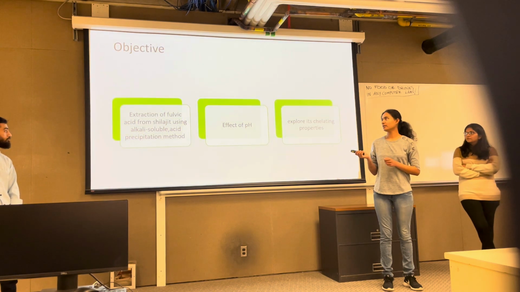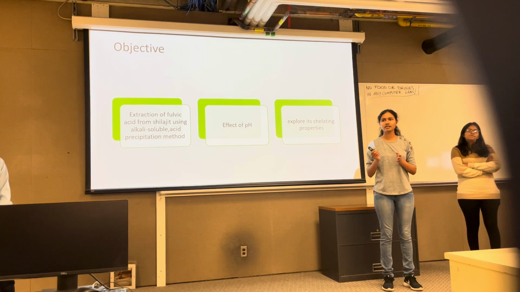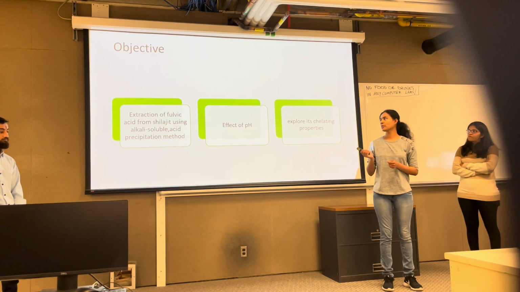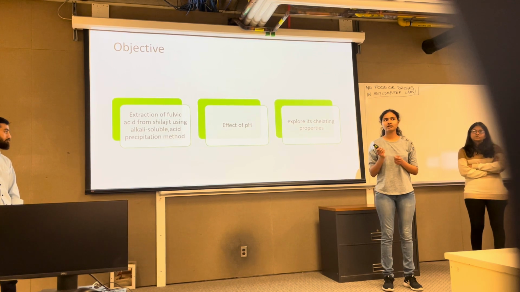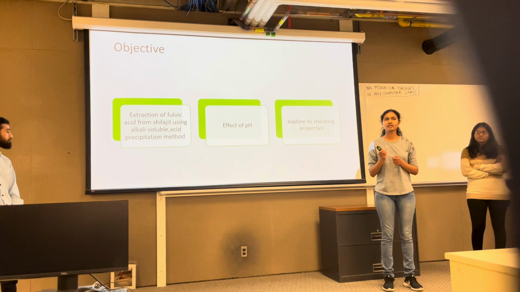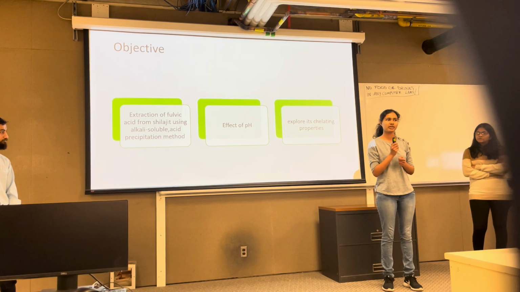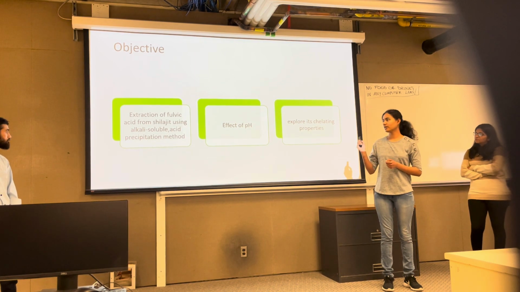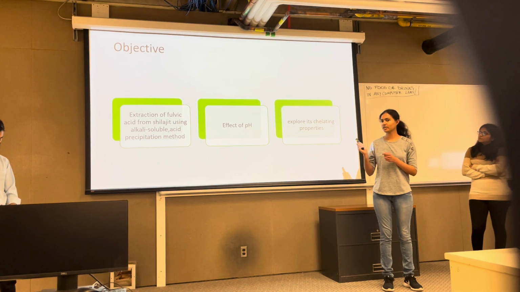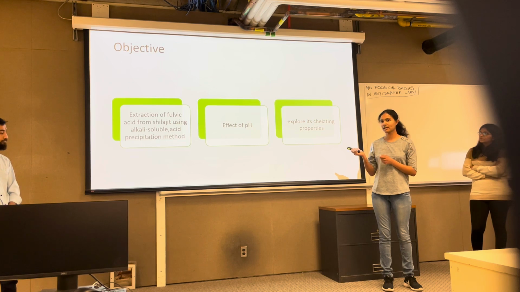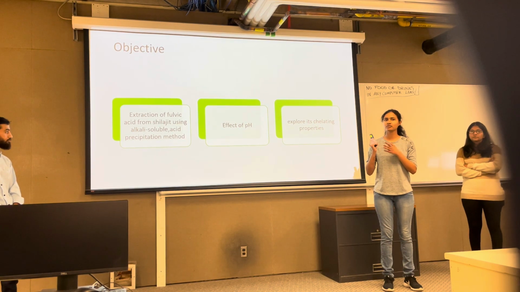Here, the main objective of our project is the extraction of fulvic acid from Shilajit. We are extracting fulvic acid from Shilajit at different pH ranges, especially the lowest pH ranges. And for that, we are studying how much we extracted, the effect of pH on the extraction of fulvic acid, and why pH has importance in the extraction of fulvic acid.